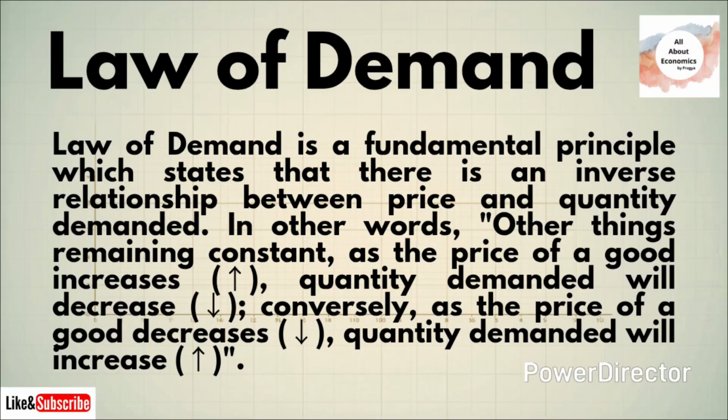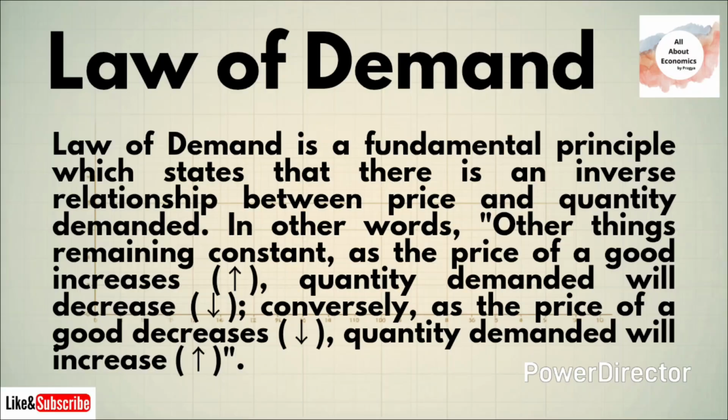Now let's come to the topic law of demand. Out of all these determinants, when we focus on the first one, that is price of own good, we come to law of demand. The law of demand says that when all other factors are constant, we observe that when the price of the good increases, the quantity demanded decreases, and when the price decreases, the quantity demanded increases. That is basically an inverse relationship between price and quantity demanded.